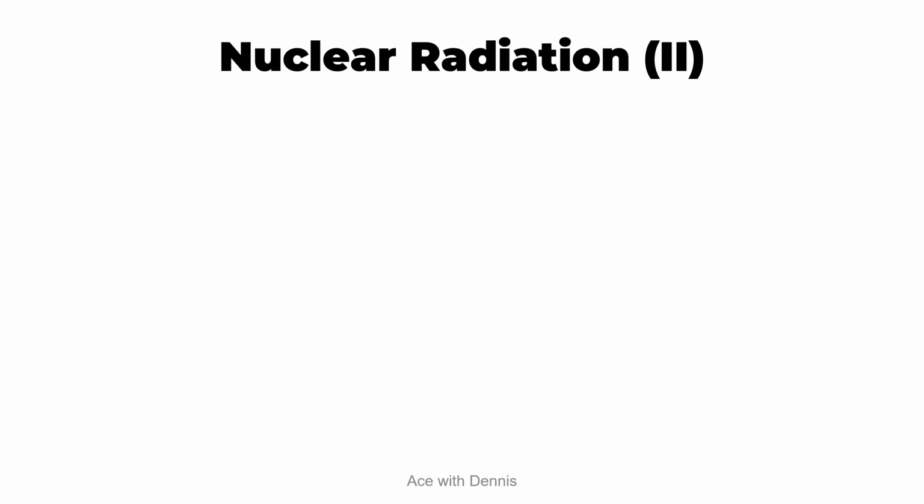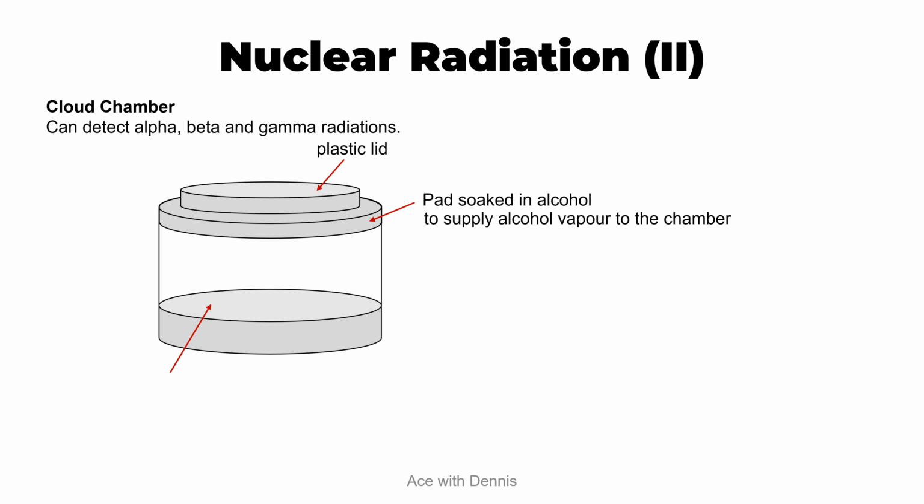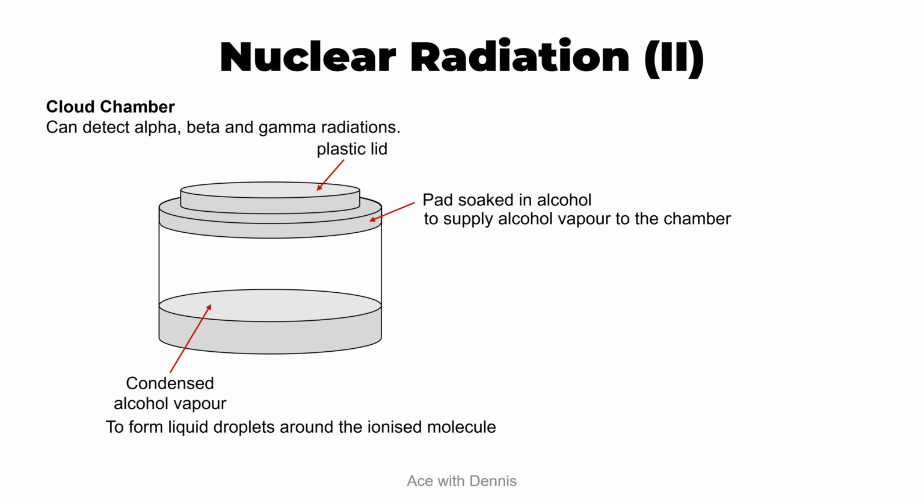Another device that can be used to detect radioactive radiation is the cloud chamber. It can detect alpha, beta, and gamma radiations. This is a cloud chamber. The top of the cloud chamber is closed with a plastic lid. Below the plastic lid is a layer of pad soaked in alcohol. This pad is to supply alcohol vapor in the chamber. Hence, the inside of the chamber is filled with condensed alcohol vapor. This alcohol vapor is to form liquid droplets around the ionized molecules.